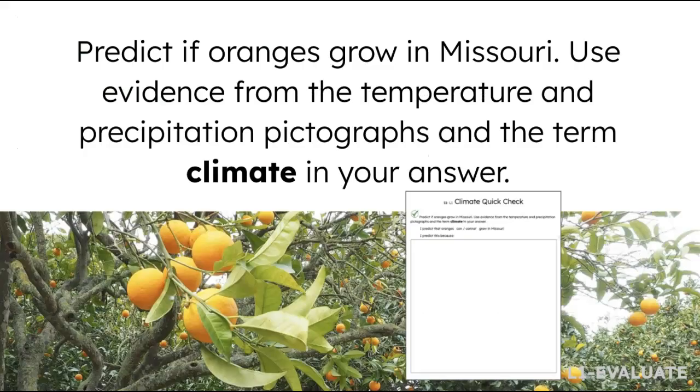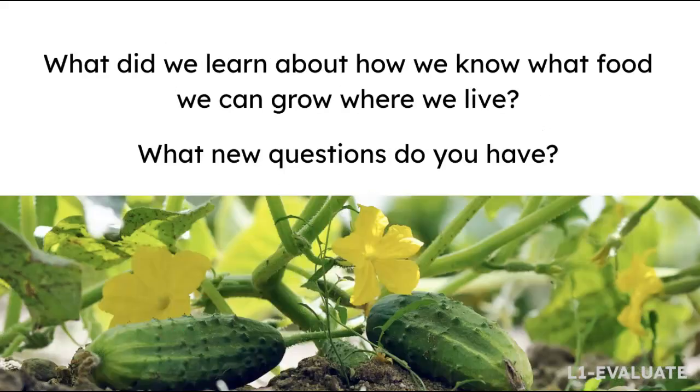For the Evaluate portion, you'll have students answer the Quick Check on the Climate Quick Check student journal page. To support student sense-making across the unit, orient them back to the driving question board. Ask, what did we learn about how we know what foods we can grow where we live? And what new questions do you have?